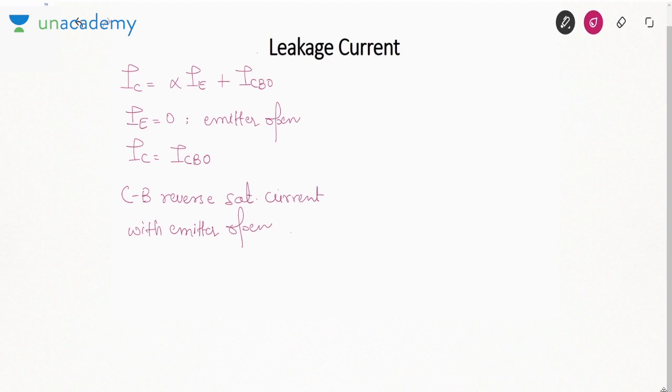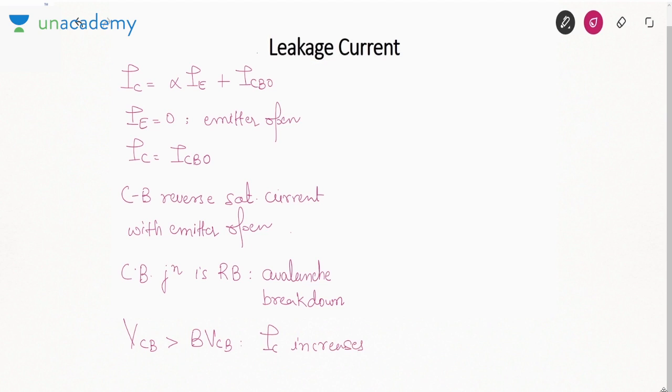In the last video, I also told you about another type of leakage current, ICO, which includes surface current as well as ICBO. Now we know that the collector base junction is reverse biased. And I told you, due to light doping, what we observe in the reverse bias region is avalanche breakdown. So if you increase the collector base voltage above the breakdown voltage, then IC increases rapidly.